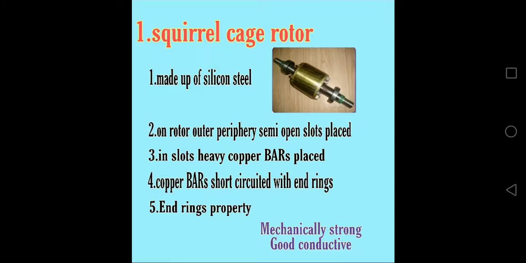In a stator, slots are on the inner periphery; here in the rotor, and second point, in a rotor, semi-open slots are placed on the outer periphery. In slots, heavy copper bars are placed. It's not a winding, here is a copper bar, copper rods. So that is very easy. In a squirrel cage rotor, the rotor core is made up of silicon steel. On the rotor outer periphery, semi-open slots are placed. In semi-open slots, heavy copper bars are placed.